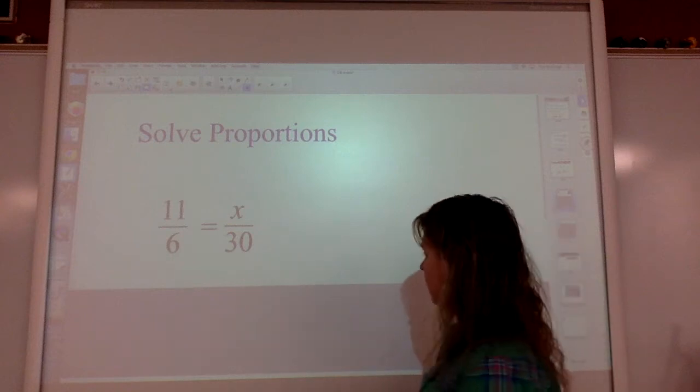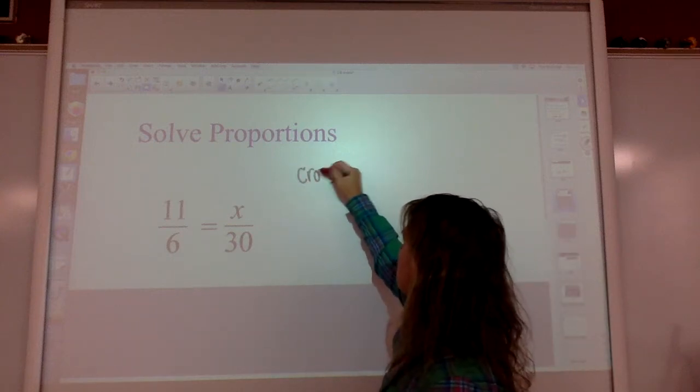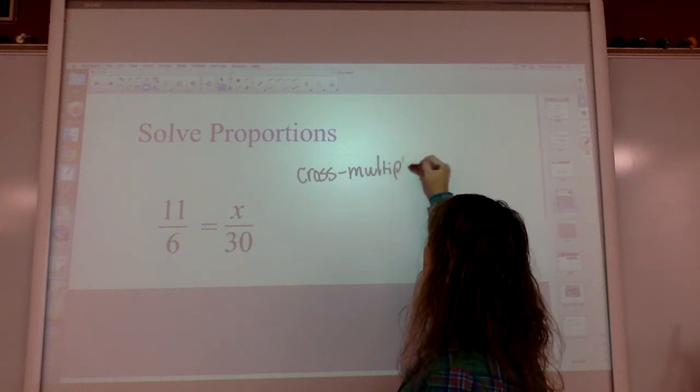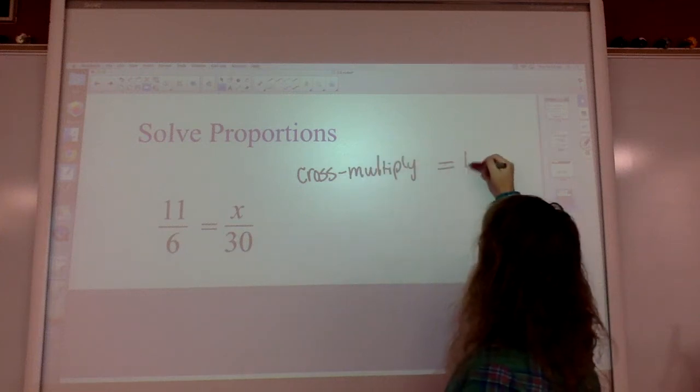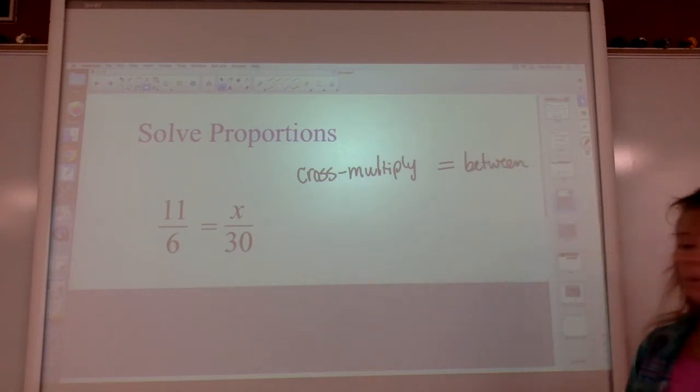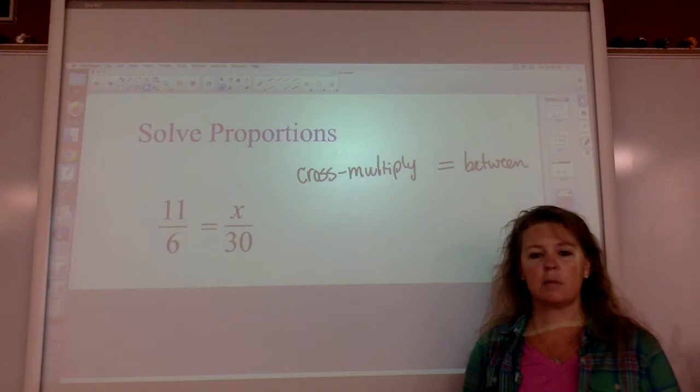We will always solve by cross multiply. There's more than one way to do it. Write this down. Cross multiply with an equals between. There's more than one way to do it.